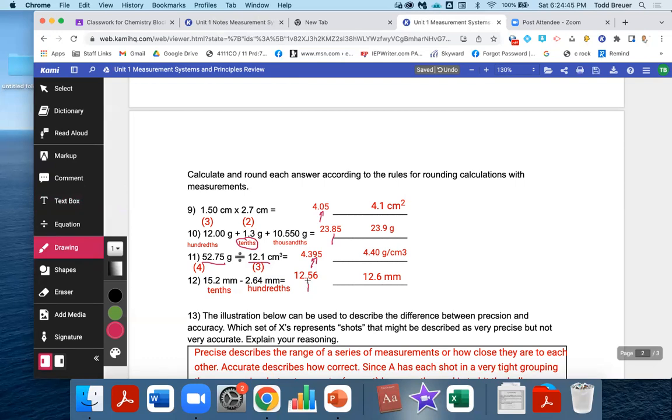The 5 is the tenths place. Look past the 5, there's a 6. Let's round that up to 6. Call it 12.6, rounded off to the tenths position.